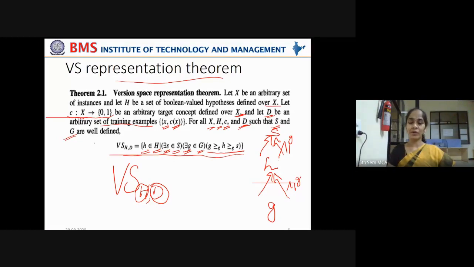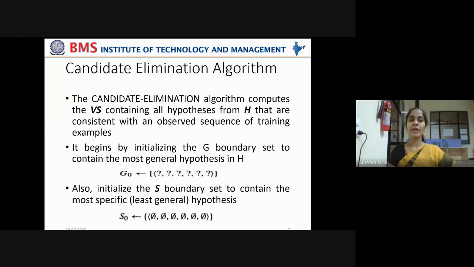That is important for candidate elimination algorithm. Okay. Now let us proceed. Again, this is very simple. The initial steps are like Find-S algorithm only. You need not even put more effort to understand that. It is very easy. The candidate elimination algorithm computes the version space.